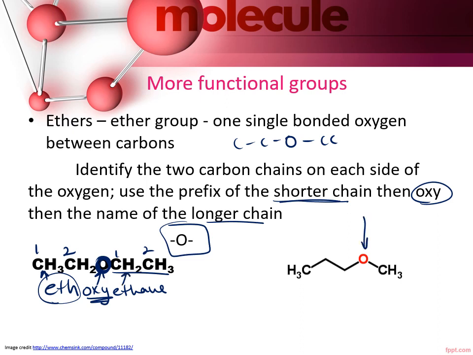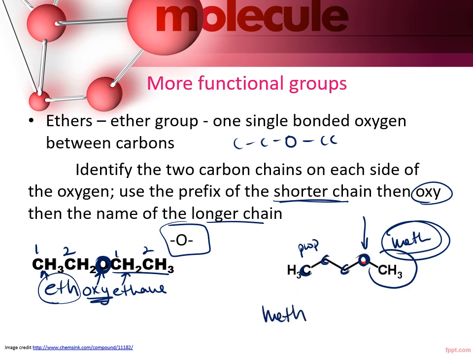Over here, same idea. I have 1 carbon and then I have 1, 2, 3 carbons. This is meth, prop. We start with the shorter one first, so I'm going to call it meth, and then oxy for that O, and then 1, 2, 3 propane, methoxypropane. No double bonded O's in here, my friends. So we're looking at just that 1 single bonded oxygen between those 2 carbon chains. We name the shorter one first, oxy, and then the longer one next. I think these are actually easier to name than a lot of the other guys.